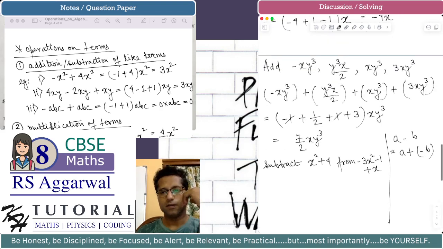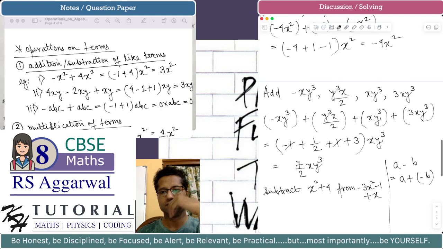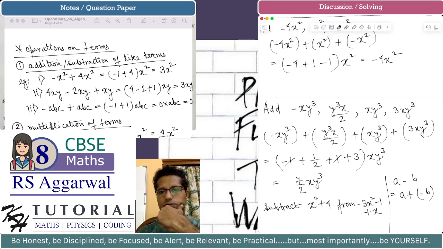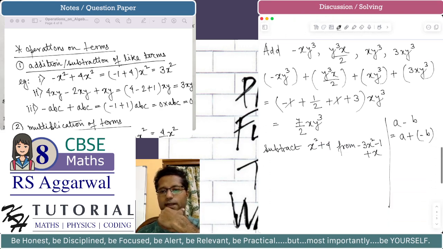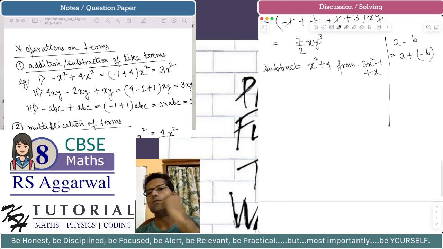Now, so this was about addition of like terms. Now let's say we are asked to subtract, this is about addition and subtraction of like terms. Okay, so the terms must be like terms. So this is the wrong example.